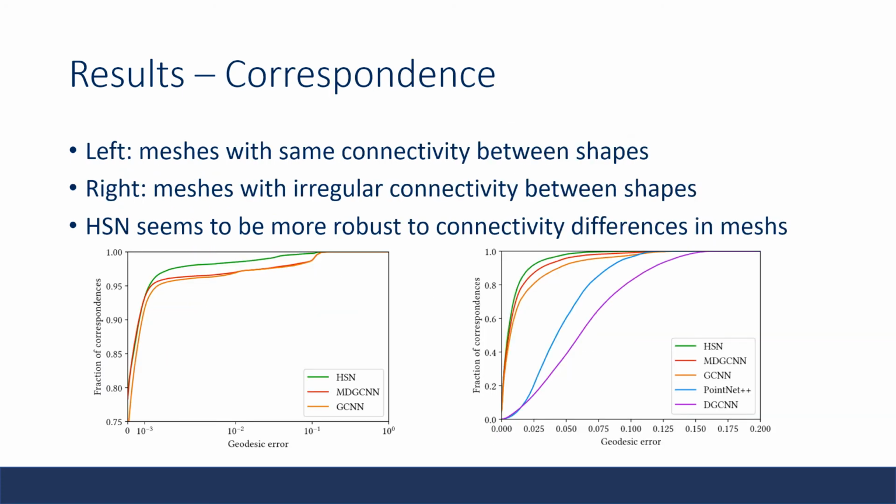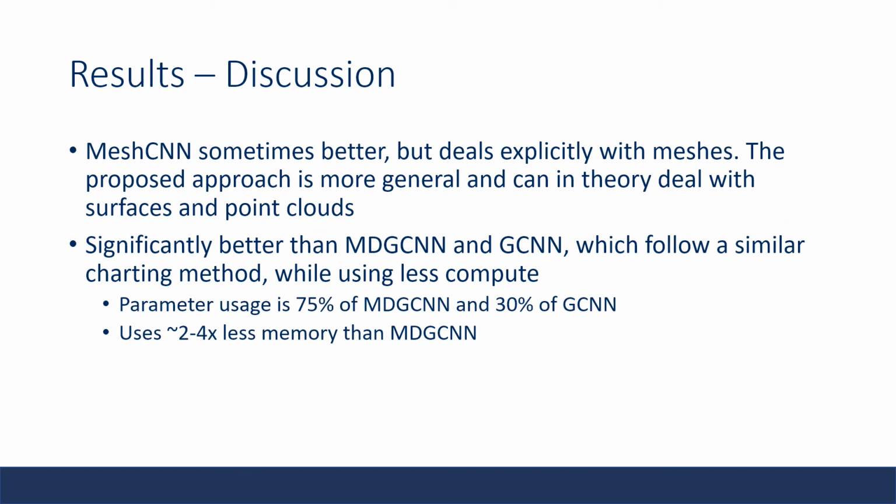For the correspondence results, HSN again outperforms all comparisons, and this is particularly evident in the datasets with irregular connectivity between shapes, in which HSN is able to demonstrate its robustness to connectivity and differences between meshes. Overall, we can see that HSN performs fairly well. MeshCNN sometimes does better, but deals explicitly with meshes, unlike HSN, which can be applied to both surfaces and point clouds. Additionally, HSN performs significantly better than MDGCNN and GCNN, which follow a similar charting method but use much more compute than HSN.